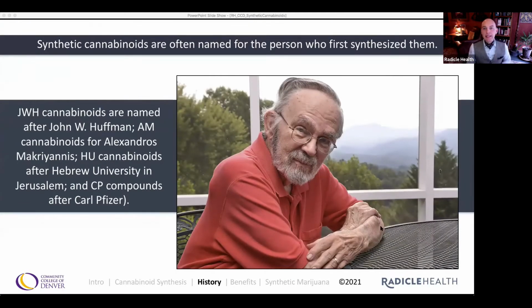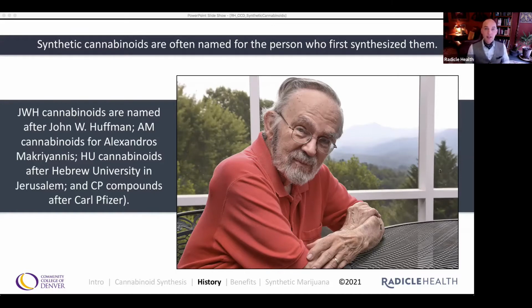So typically, cannabinoids that were initially synthesized for research, they're usually named after the person who first synthesized them, or after the institution or company where they originated. So, for example, you might see JWH synthetic cannabinoids. These are named after John W. Huffman. That's Professor Huffman pictured here.